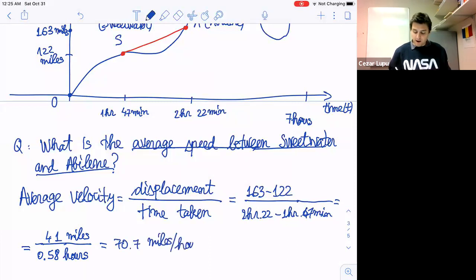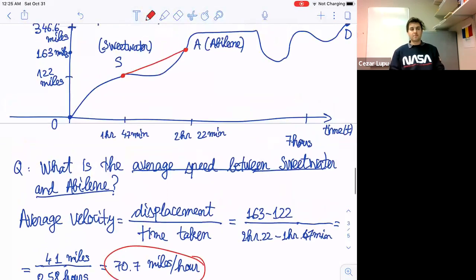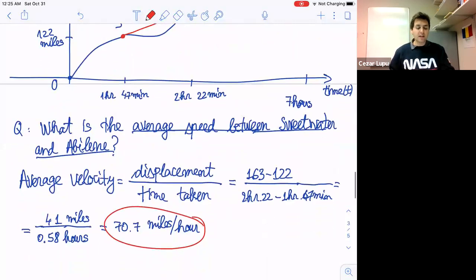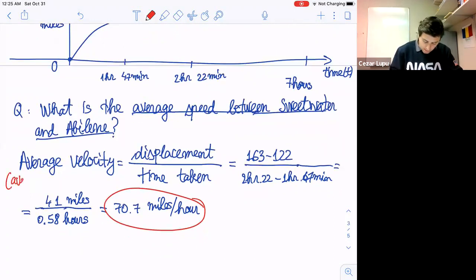So this is how we find out the average velocity between two cities, in our case, Sweetwater and Abilene. Right? So this is the average velocity. This is nothing else than the average rate of change. So let's write this here. So this is the average rate of change.